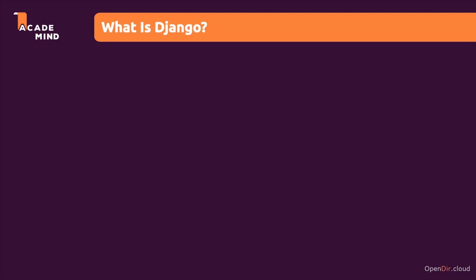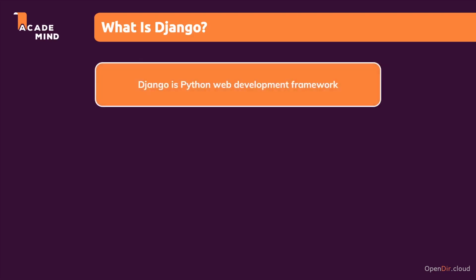So, what is Django? Django is a Python web development framework, which means that Django is a framework. I'll come back to what a framework is in a second, that helps you or that allows you to build websites using the Python programming language, and also HTML and CSS, which you will also need. More on that in a second.